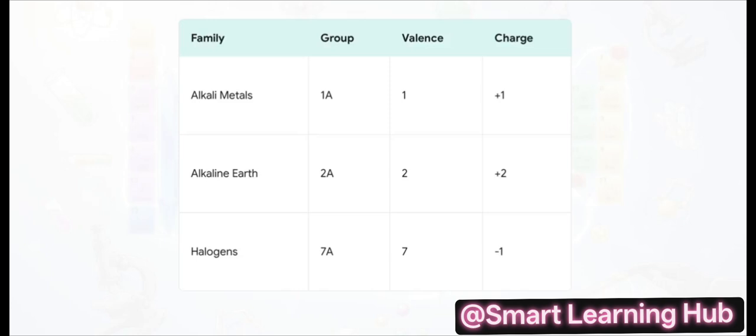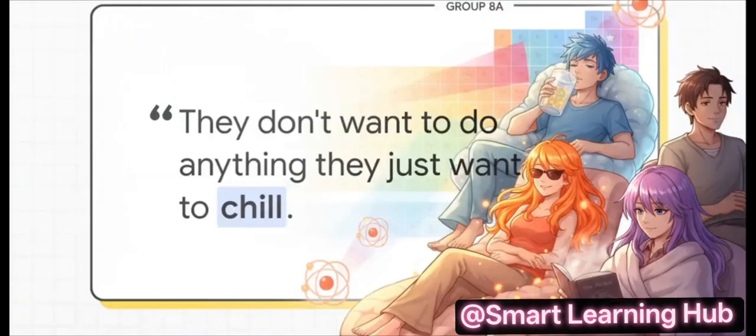Honestly, the map practically does the math for you. And then, sitting proudly on the far right in Group 8A, we have the noble gases. We're talking helium, neon, argon. They already have their full octet of valence electrons, so they are completely satisfied. As a result, they're chemically inert.